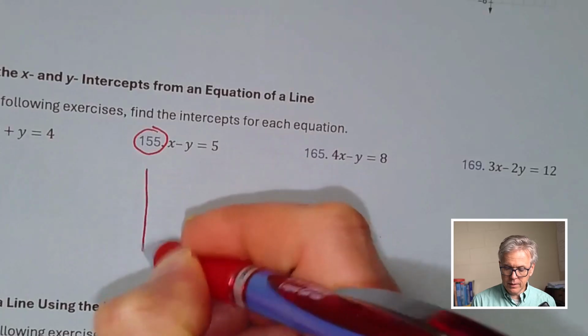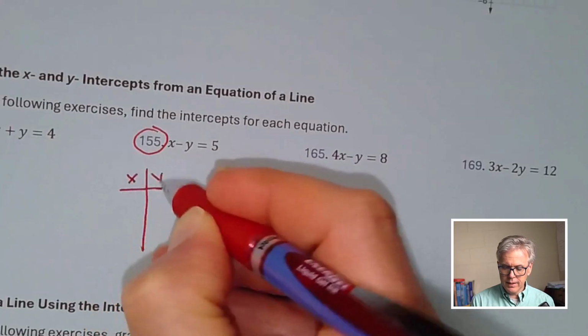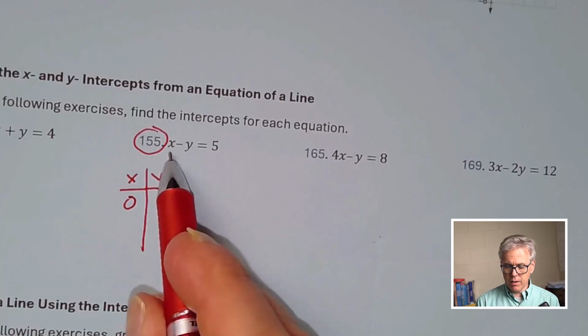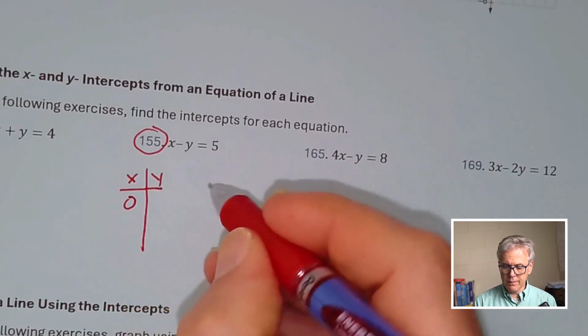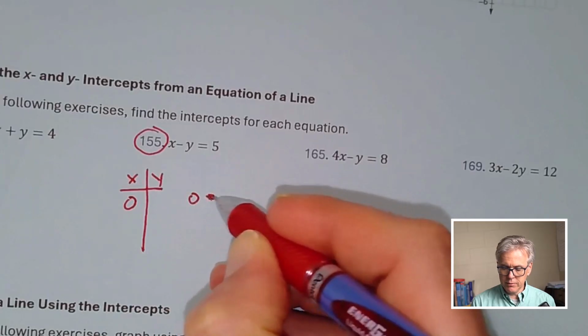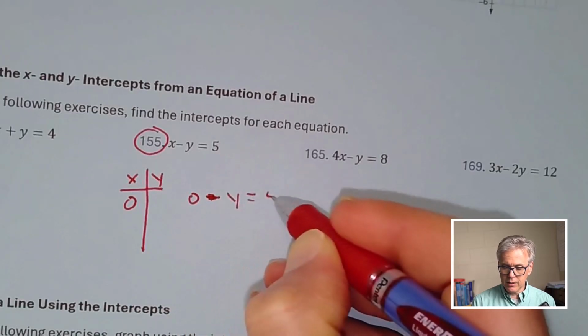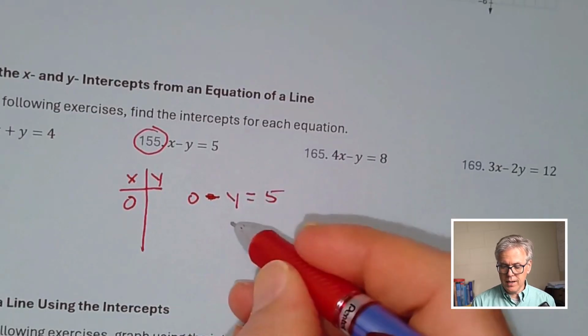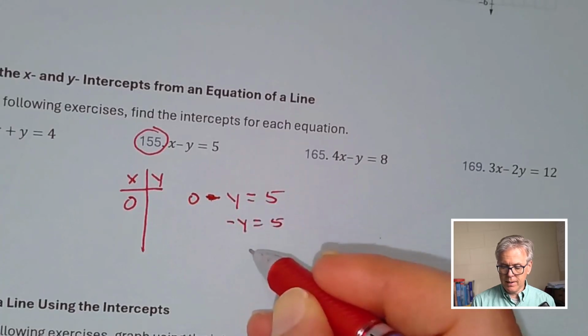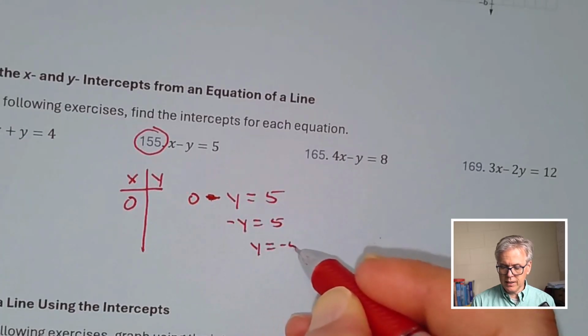So I recommend doing a nice little t-chart here. X and y, plug a 0 in for x. So when x is 0, what's y going to be? You've got to be careful on this one. So 0 minus y equals 5. I'm trying to solve for y. So what does this give me? Negative y equals 5. Divide by negative 1, we get y equals negative 5.